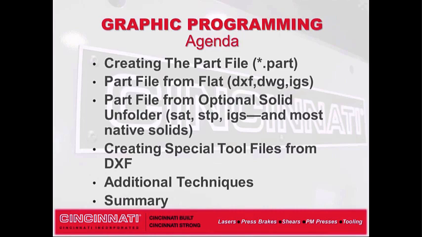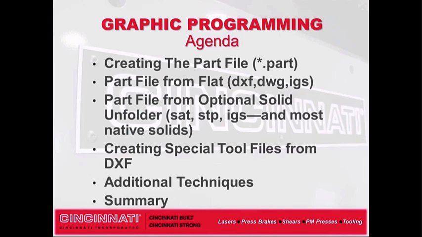So we're going to do it a couple ways. The first way is we're going to make a part file from a flat by using a flat DXF or DWG or IGES file. We're also going to make a part file from our optional solids unfolder. And in this case, we're going to bring in a solid model and convert that. And that model can be in an SAT format, which is the extension on a traditional ACIS format, a step file, or an IGES solid. And the solid model unfolder can work with most native solids.